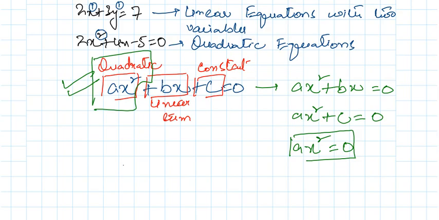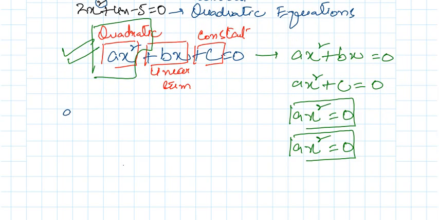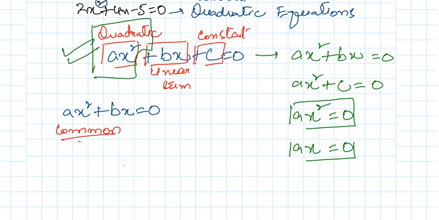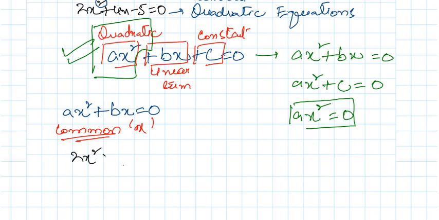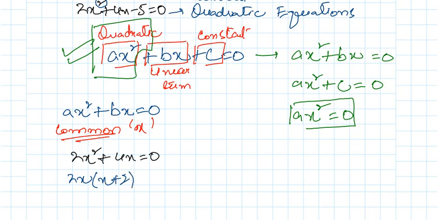The first one is ax square plus bx is equal to 0. For such equations, the very first thing is we can take x as common. We can take x as common and then we can solve. For example, we have an equation like 2x square plus 4x equals to 0. So I can take 2x as common. So we are left with x plus 2 equals to 0. And you can see that the two factors are multiplying, so we can write 2x equals to 0 and x plus 2 equals to 0.